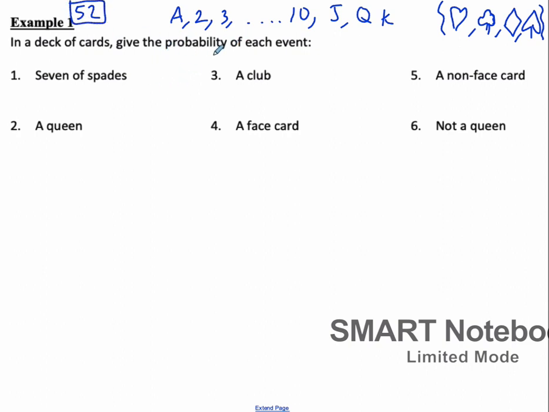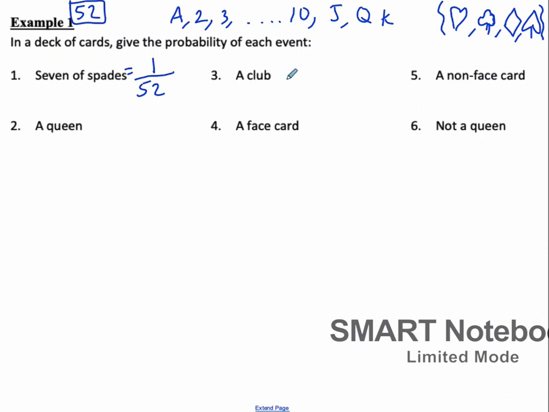In a deck of cards, give the probability that you randomly pick one card and get a 7 of spades. Well, there's only one 7 of spades, so the number of ways that can happen is 1, and the total number of possibilities is 52. So the probability is 1 out of 52. That's almost 2% if you write that as a percent.